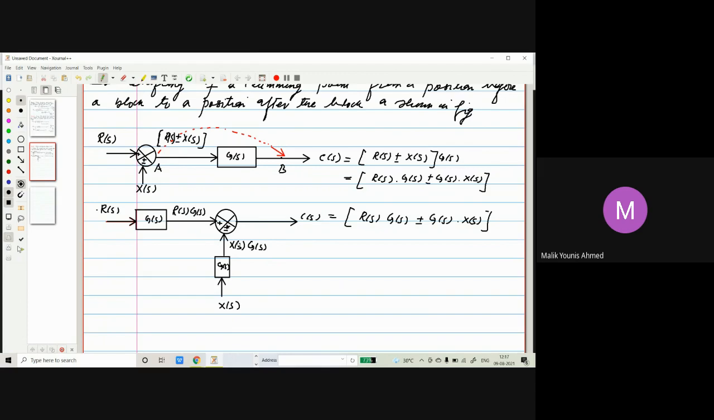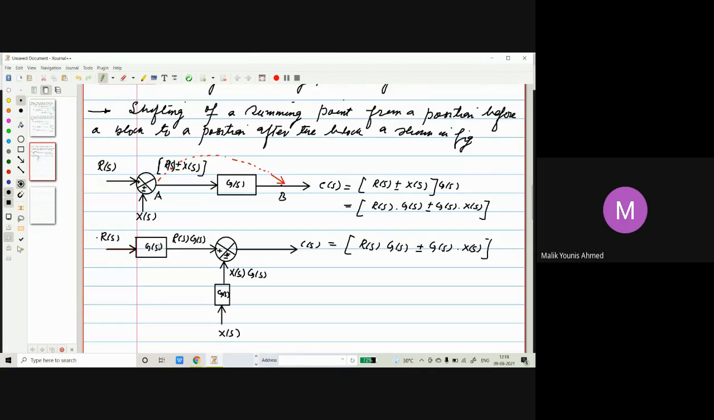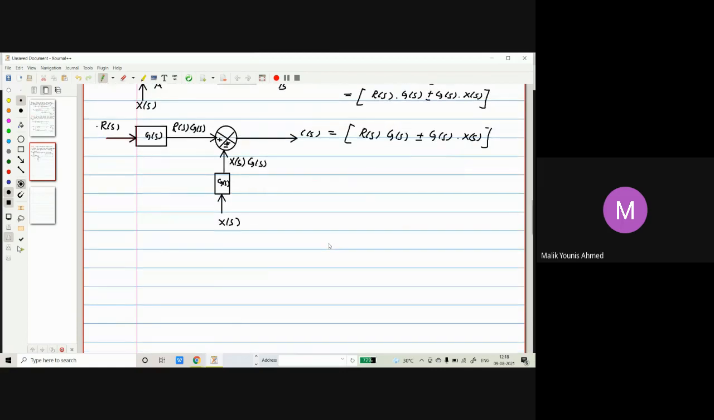So that means, in conclusion, if we have to shift a summing point from a position before a block to a position after the block, then what we have to do is add a transfer function whose value is G of S. We have to add a transfer function in that case whose value is exactly the same as the previous transfer function. So that's the proof of this one. So next is rule number 6.